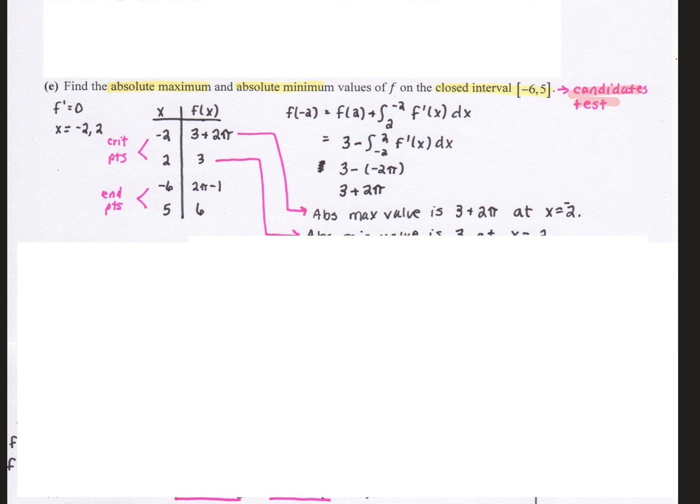So I'm just looking at these values and I can see that the biggest value is 3 plus 2 pi. So that's my absolute max. So I just write a little statement declaring that. And looking at these 4 values, I can see that my smallest value is the 3. So that's my absolute minimum value, and that occurs at x equals 2.